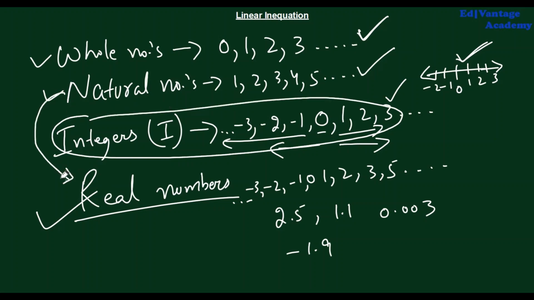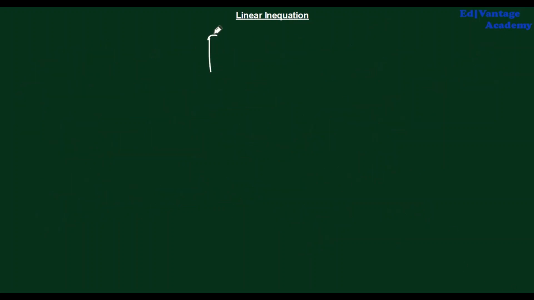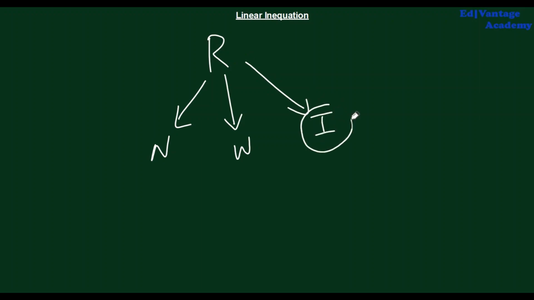So all these integers come under the category of real numbers. Natural numbers are also included in real numbers. Whole numbers are also included in the real numbers. So I can say real numbers give birth to natural numbers, give birth to whole numbers, give birth to integers. I can say all the integers are real numbers, but all the real numbers are not integers.